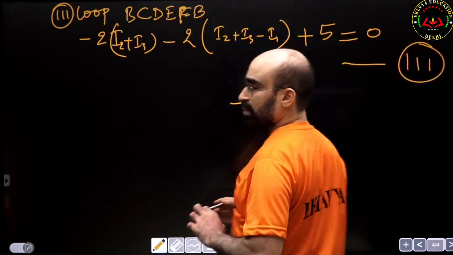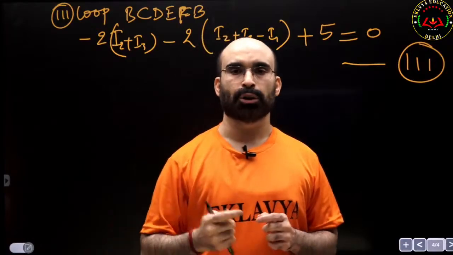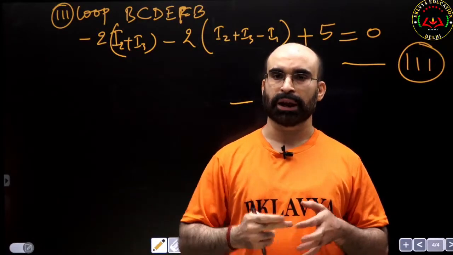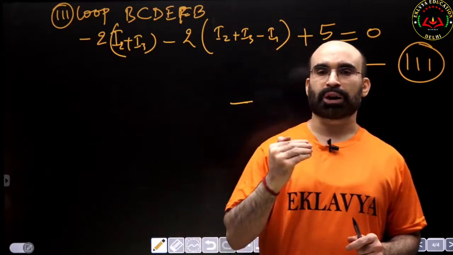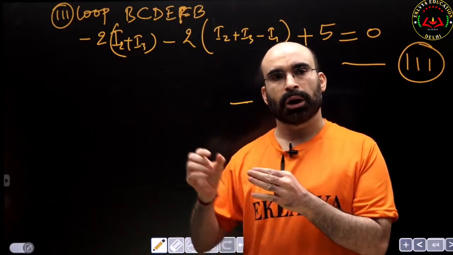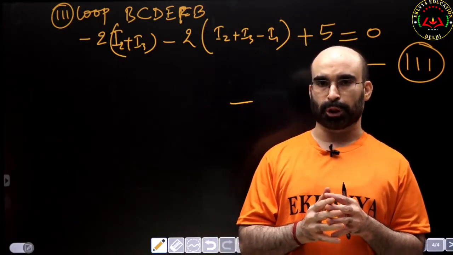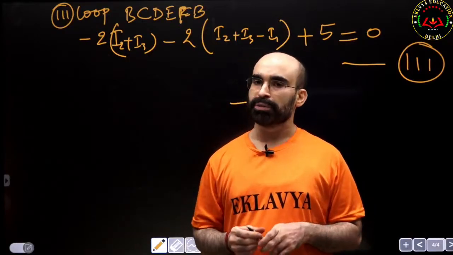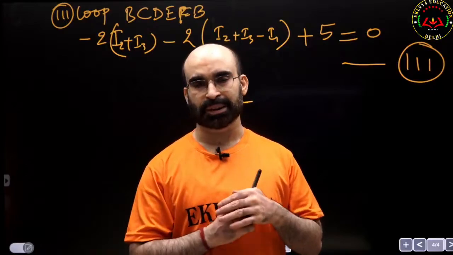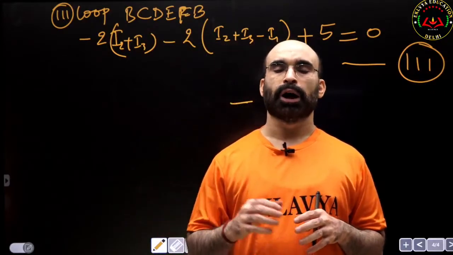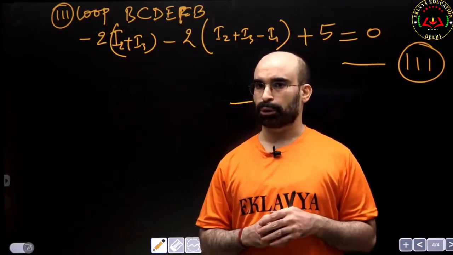What you need to do is solve these simultaneous equations and you will find the values of the 3 unknowns, I1, I2 and I3, and then your problem will be solved. So quickly, today we have understood Kirchhoff's law and how to apply it. In the next session, we will talk about the Wheatstone bridge and how an unknown resistance is determined using the concept of a balanced Wheatstone bridge.